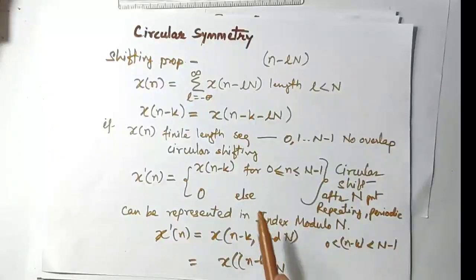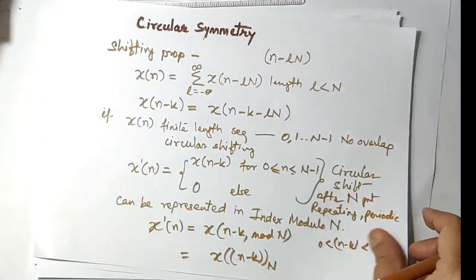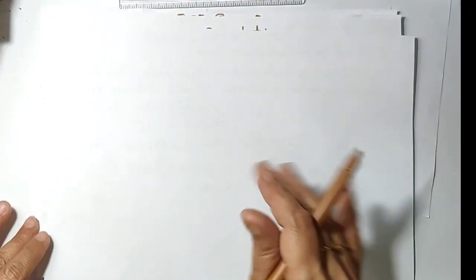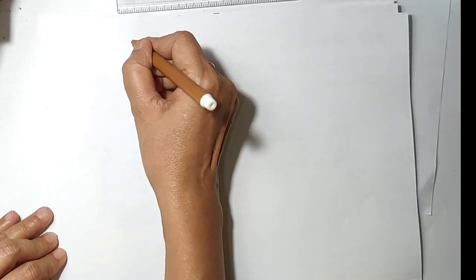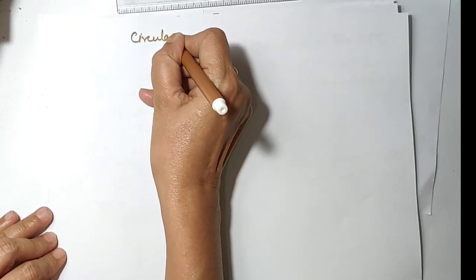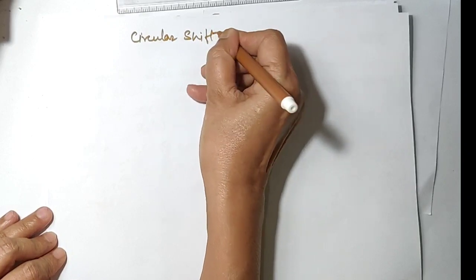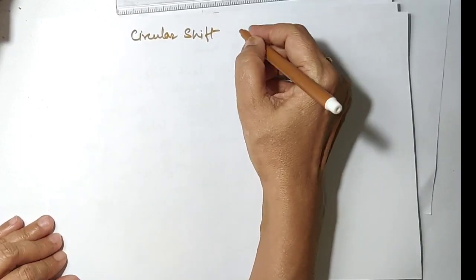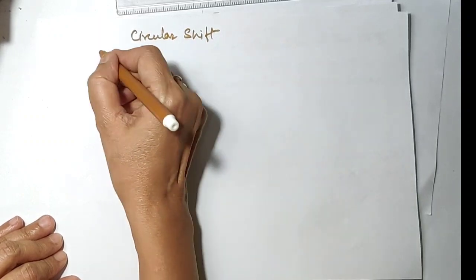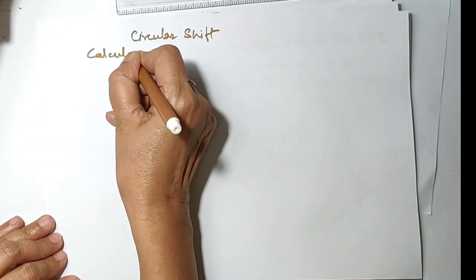Now before studying this circular symmetry or the calculation, let us learn how mod N, index modulo N, is calculated. That is very important. The circular shift and calculation of index modulo.